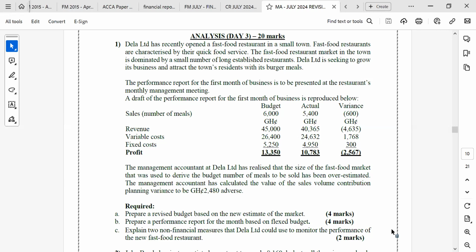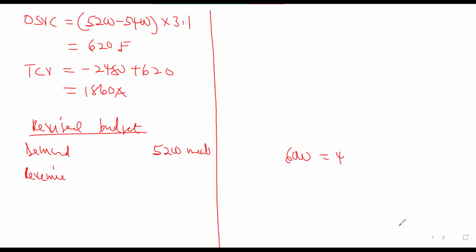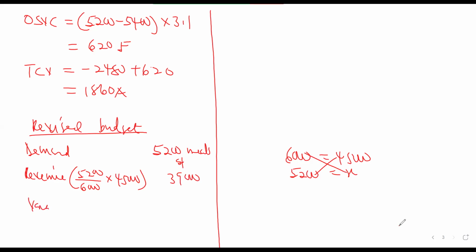All right. So our budget is for 6,000 meals. And the total revenue for that is what? 45,000. Okay. So if 6,000 is equal to 45,000, how much will be equal to 5,200? So we have 5,200 divided by 6,000 multiplied by 45,000. What are we having? 39,000. Okay.